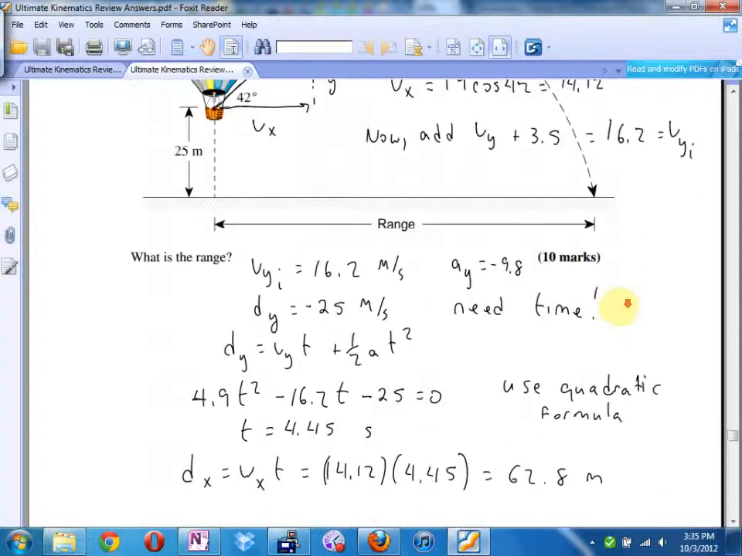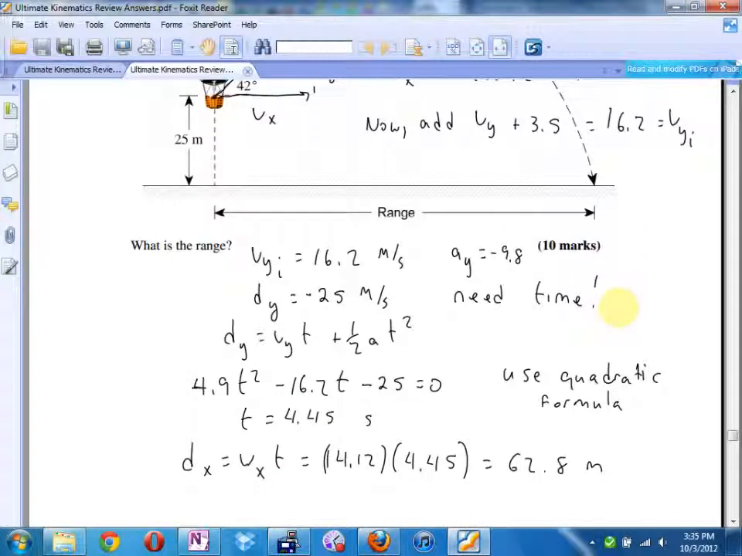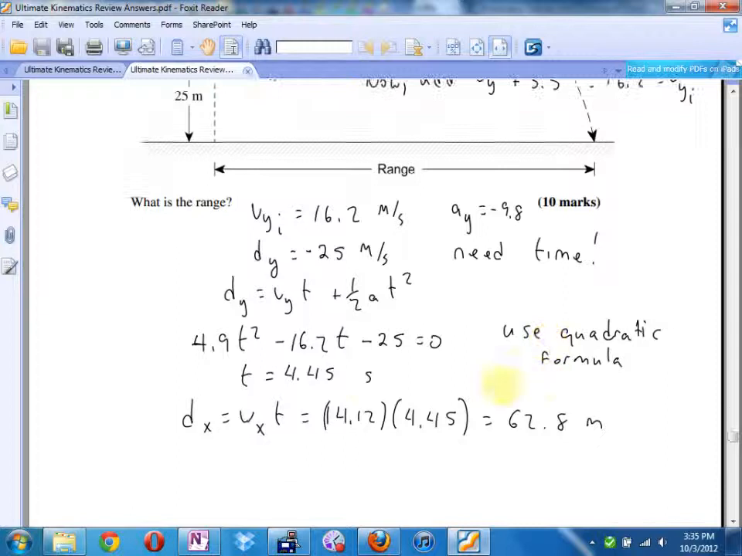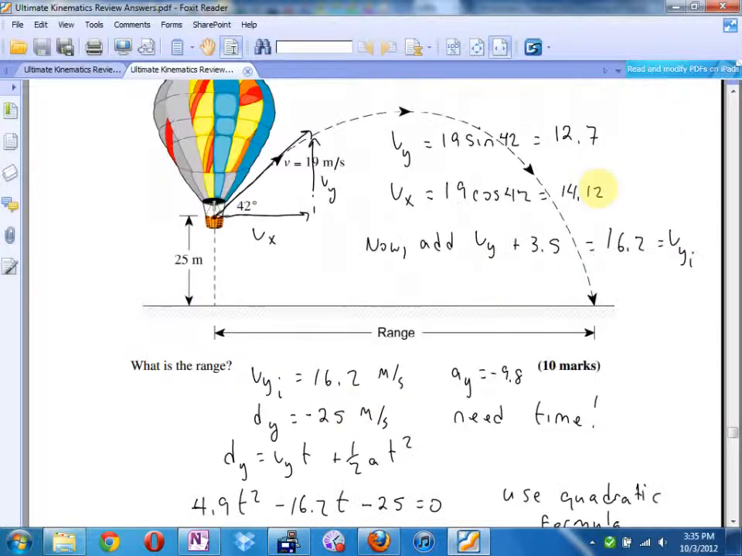Because now you'll see when they said, what's the range? When I did this answer key, I hadn't gotten into my habit of putting a big H and a big V and drawing a line down the middle and separating it. But you'll see I said, here's Vy, here's Ay, dy, negative 25 below, need T. I wrote it out, use the quadratic formula, or you could have found the V final and then backtracked your way and found T. Make sure Vy final is negative. And I got a time of 4.45 seconds. The range is dx equals vxt. Vx was 14.12.